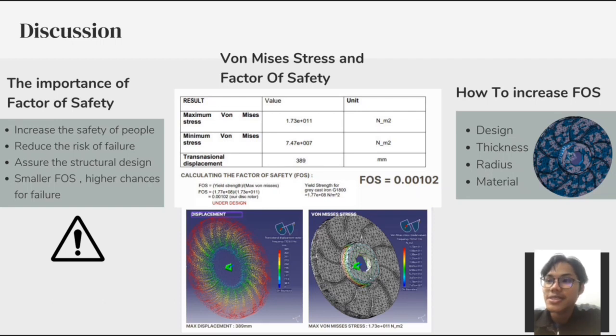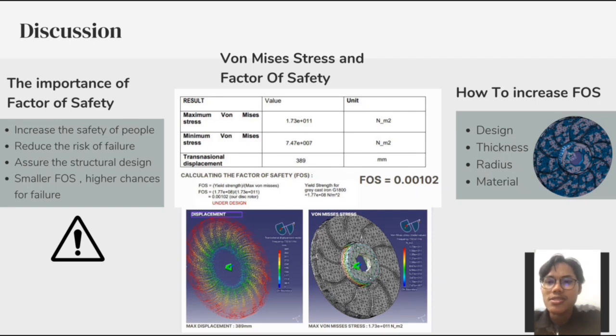The maximum von Mises stress for this brake rotor is 0.173 tera Newton per meter square, and the minimum von Mises stress is 0.747 mega Newton per meter square. To find the factor of safety for this brake rotor, first we must know the yield strength for gray cast iron G1800, which is 0.177 giga Newton per meter square. Then it is divided by the maximum von Mises stress.